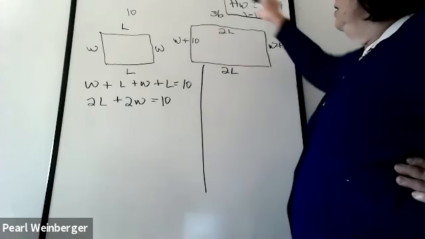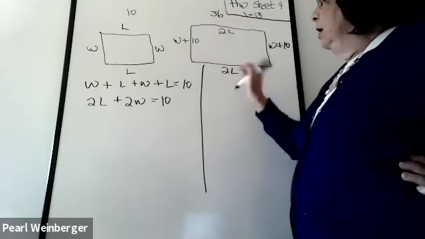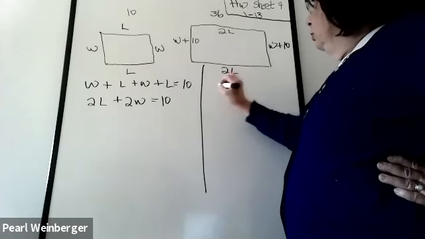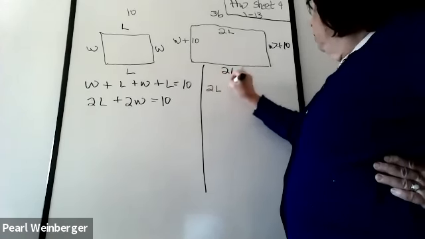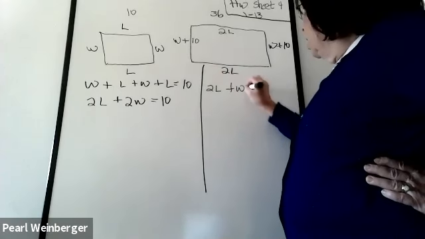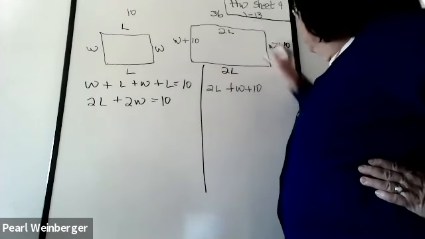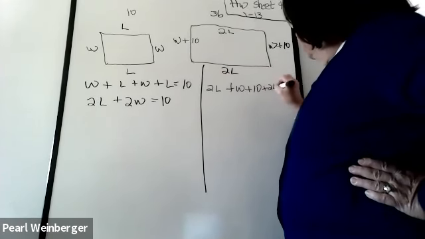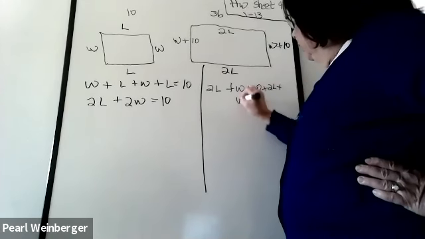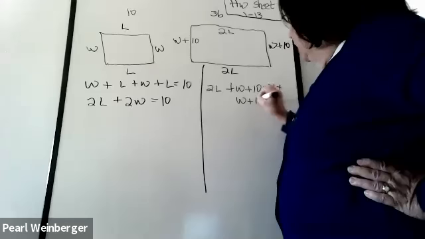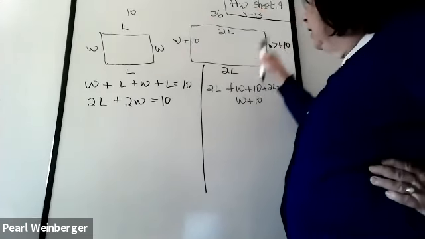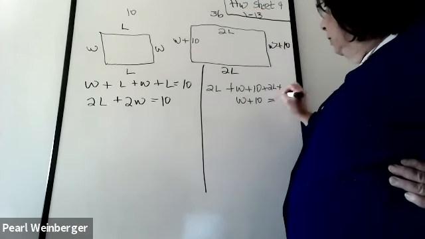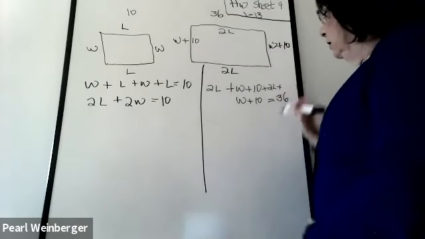So let's add this all up. We have 2L plus W plus 10 plus 2L plus W plus 10. So I'm adding all four sides up, and that's going to give me my perimeter of 36.